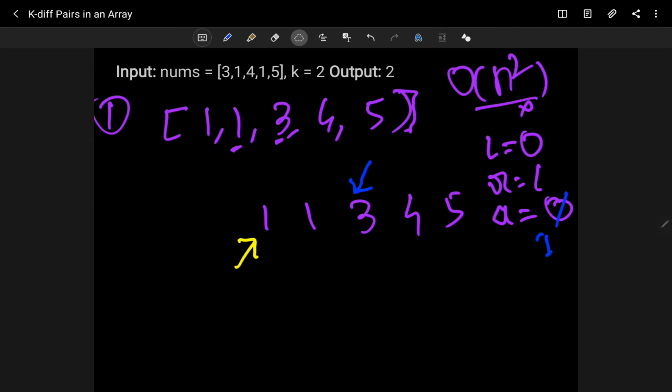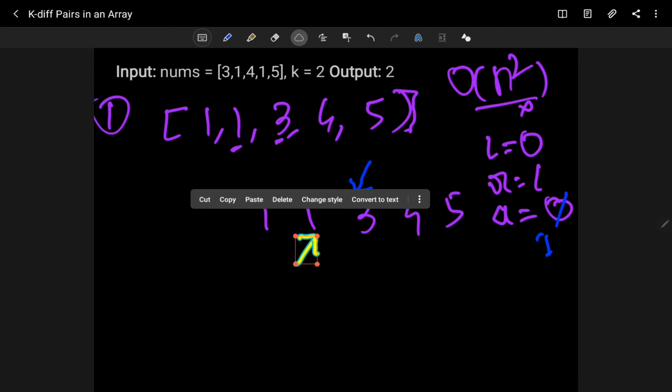But now whenever I find one pair, I will increment my left counter. Now the left counter will point to here. But again I can see in this case also my difference is 2. But we should not consider this one because we already considered 1 and 3.